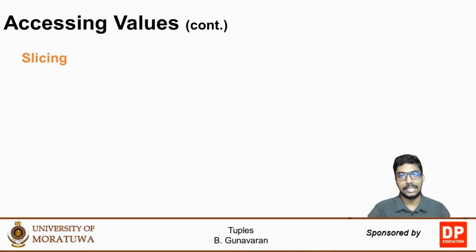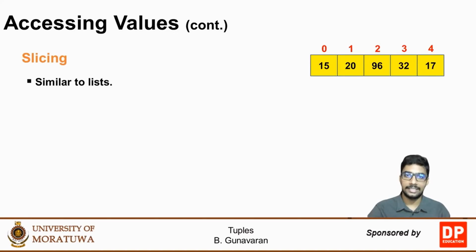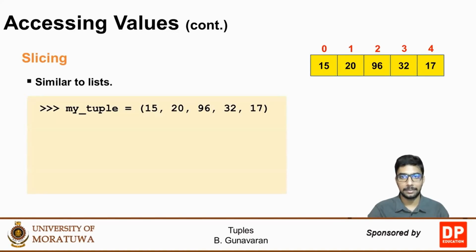The next subtopic under accessing values in a tuple is slicing. You are aware at this point that slicing means extracting a part of a sequence, which in this lesson is a tuple. Slicing is exactly the same as what we learned in the lesson on lists. Let us consider the same tuple here as well.